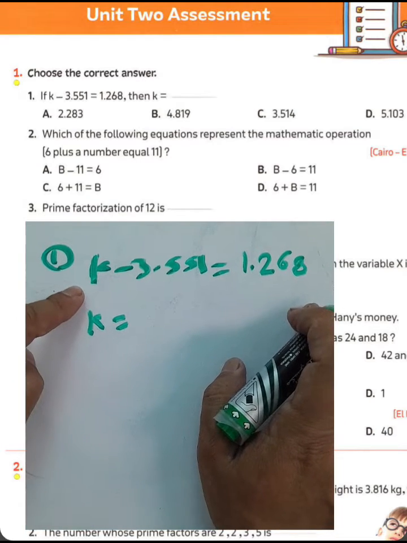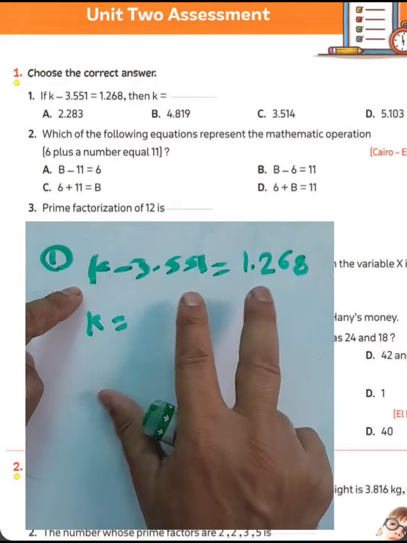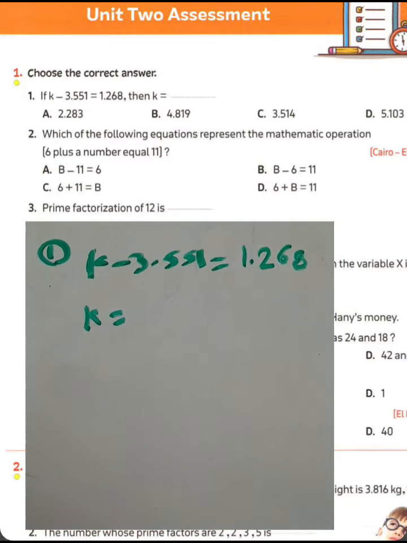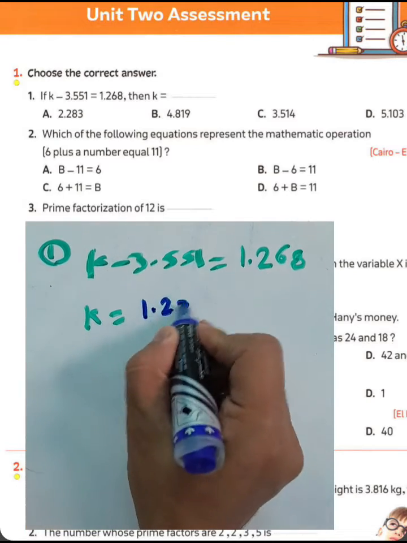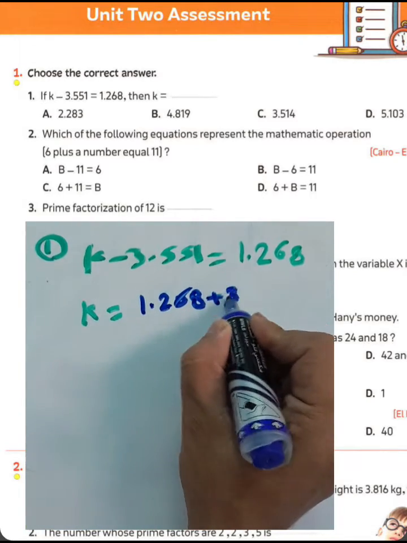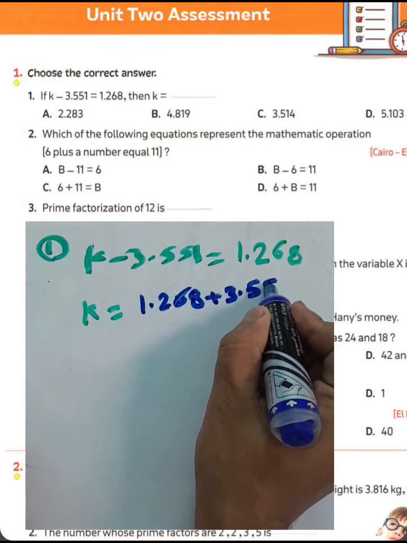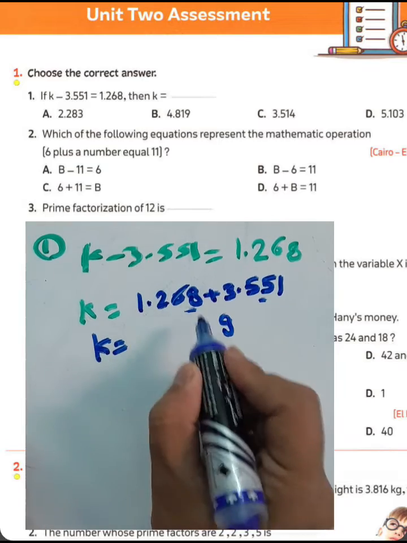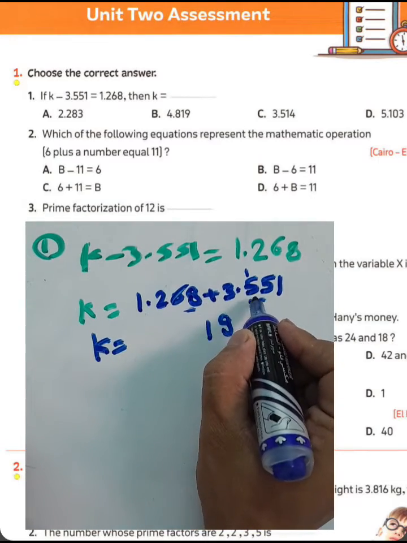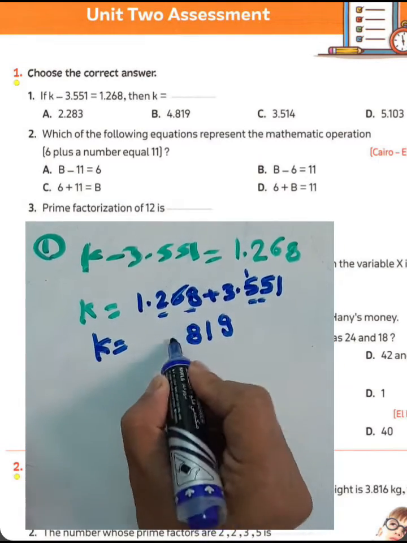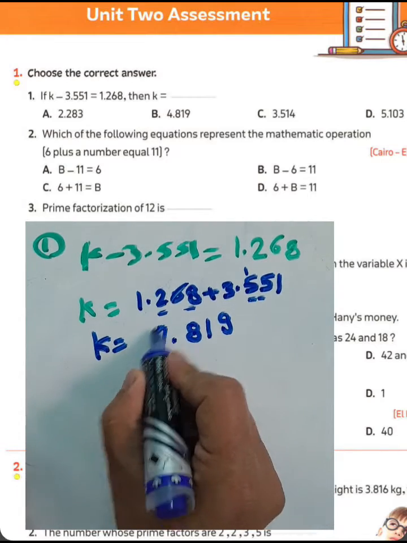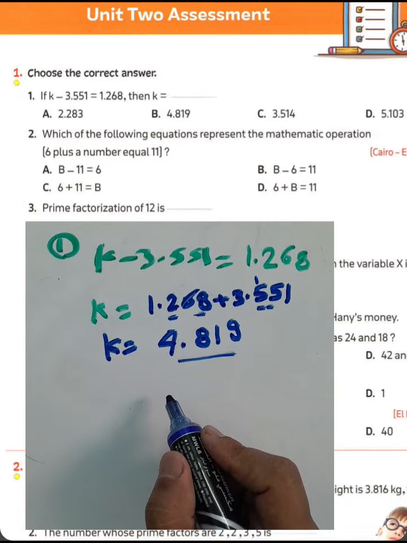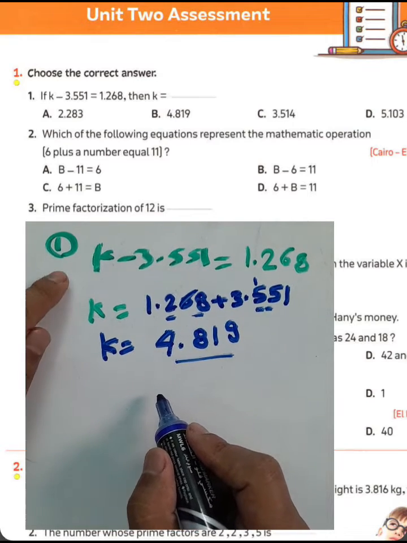K here we called it the minuend. To find the minuend you must add the subtrahend to the difference. Okay, add with me here, write 1.268 plus 3.551, then 1 plus 8 equal 9, 5 plus 6 equal 11, write 1 and carry 1, 5 plus 1 equal 6, 6 plus 2 equal 8, 0.3 plus 1 equal 4. The result will be 4.819. Choose letter B.